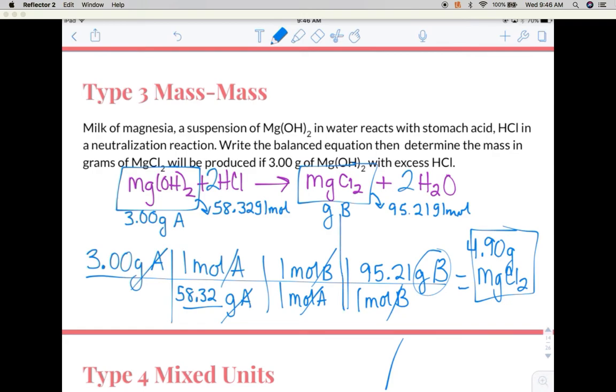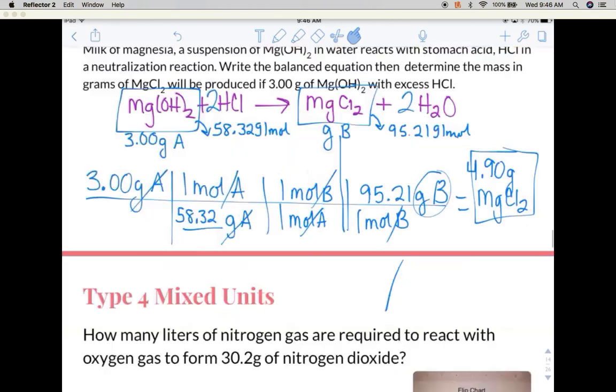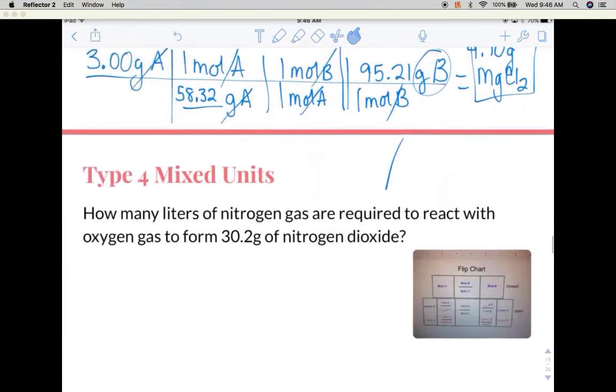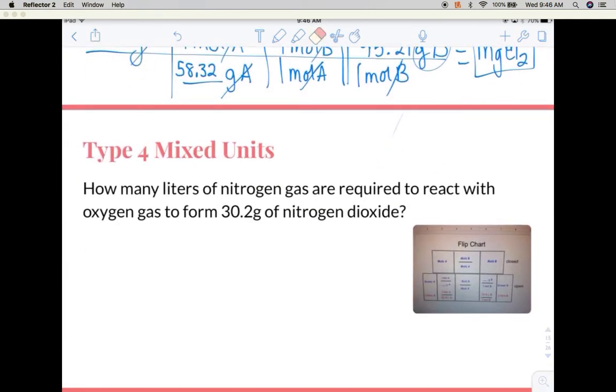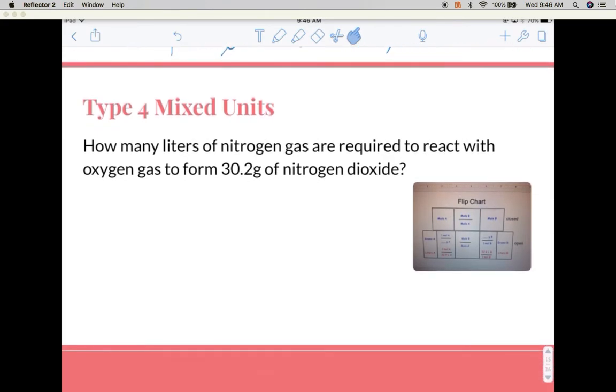Okay. All right, so the last problem is a mixed unit problem. So if we look at this one, it is now saying how many liters of nitrogen gas are required to react with oxygen to form 30.2 grams of nitrogen dioxide, and this should say at STP. All right, so now we have liters.